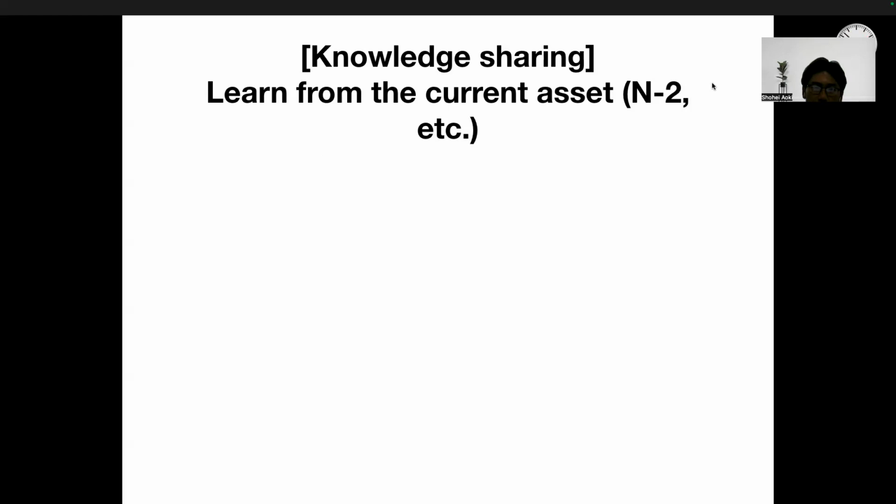So we have to run from the current asset, like N2, etc. Yeah, because there is a lot of duplication. And also, what has been done is actually not so much reflected in our current system.